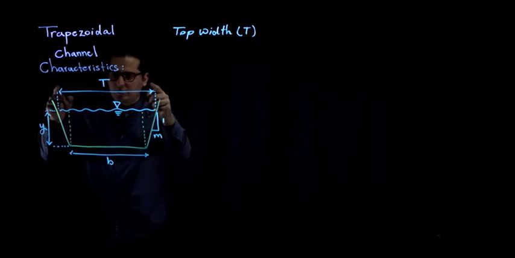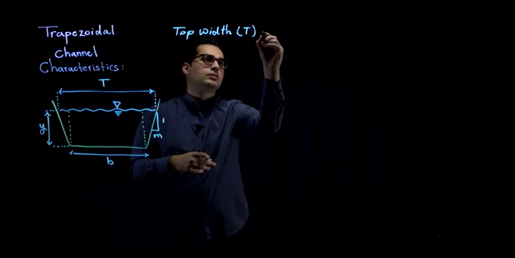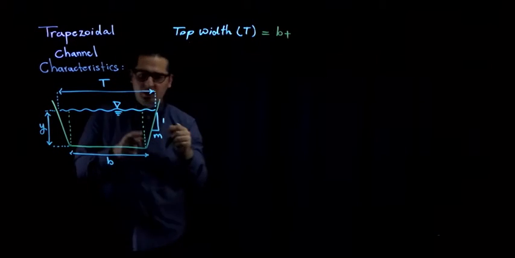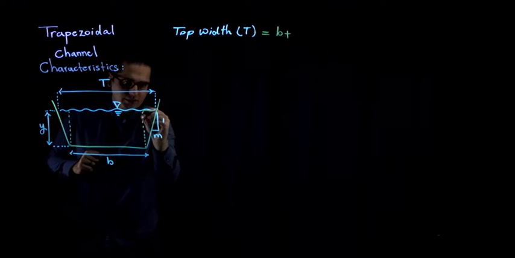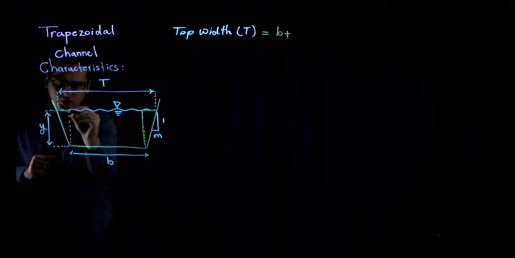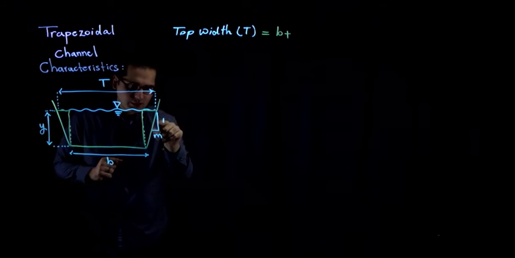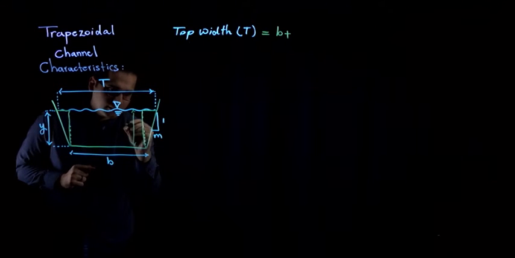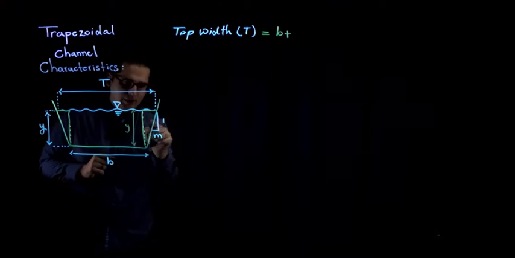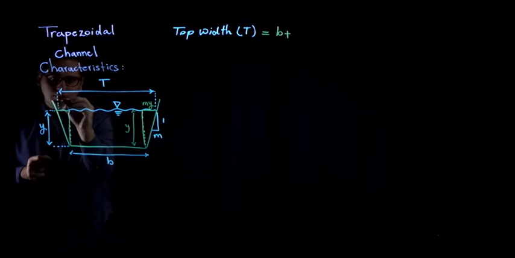So if I want to calculate the top width, this would be the length of this rectangle, which is b, plus this section and this section. And these 2 sections are a part of this triangle and this triangle. Now look at this triangle over here, 1 over m, right? This triangle is similar to this triangle. And we know that this depth is y. So y and 1, right? This part would be my. And similarly, this part, we have another my.